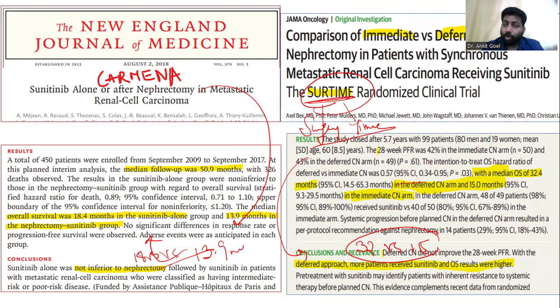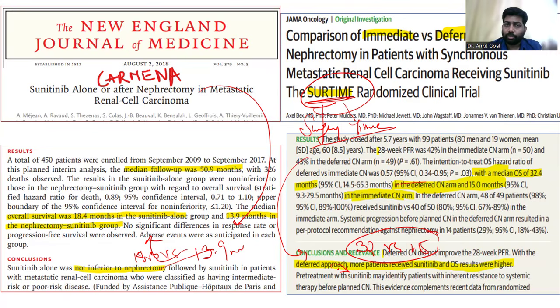They also mention that if you pre-treat the patient with sunitinib and go for a deferred cytoreductive nephrectomy, you also know which patients are resistant to the systemic therapy, and you can plan your deferred treatment. Before you plan your deferred cytoreductive nephrectomy, you know which patients are resistant to your sunitinib. So this is the importance: why systemic therapy before and why deferred surgery later on? You should know this evidence.